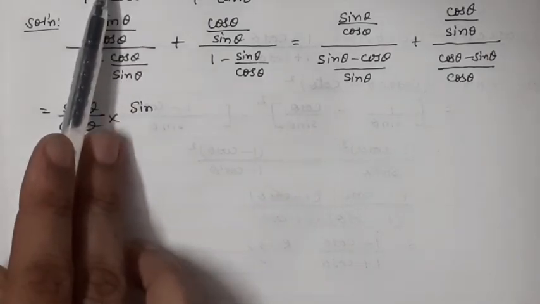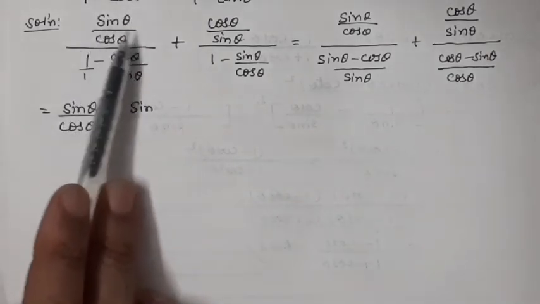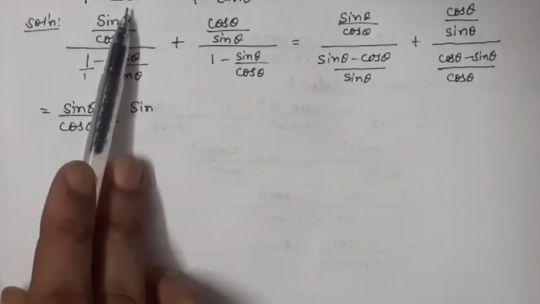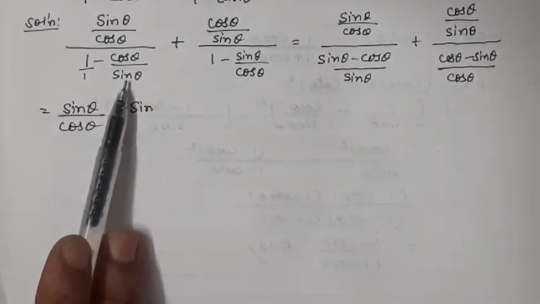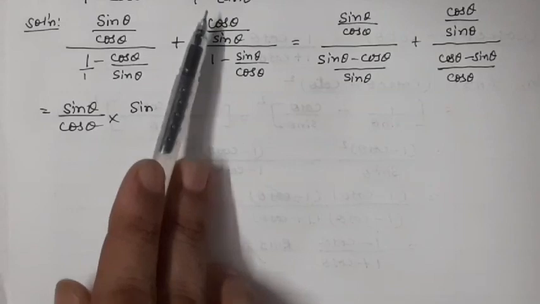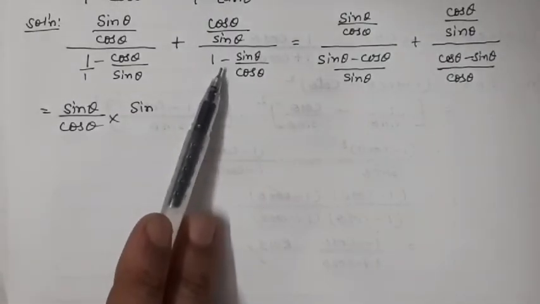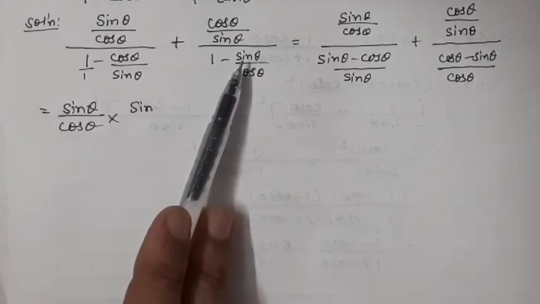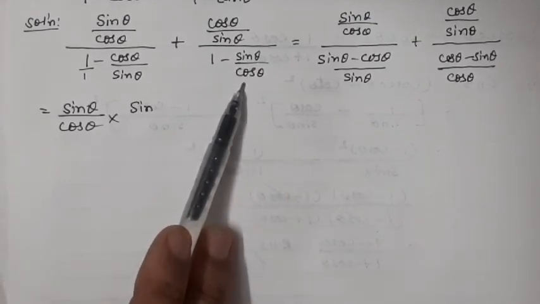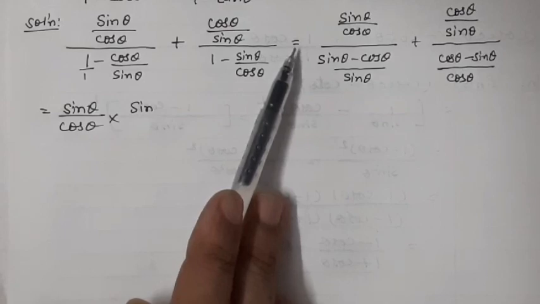Okay, so in place of tan theta, what can I write? Sin theta upon cos theta. In place of cot theta, what can I write? Cos theta upon sin theta. Here also, in place of cot theta, cos theta upon sin theta, upon 1 minus, that is your tan theta, sin theta upon cos theta, is equal to, now what to do?